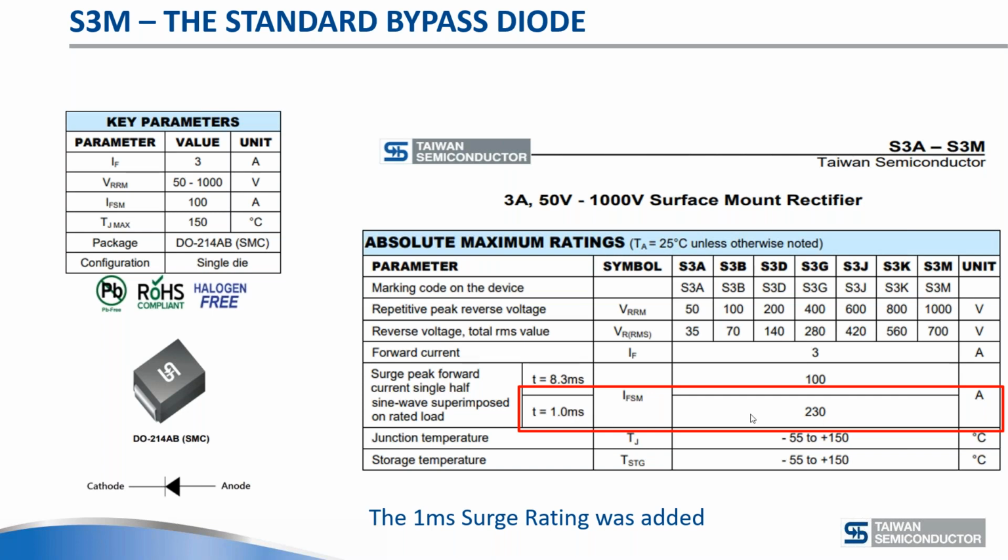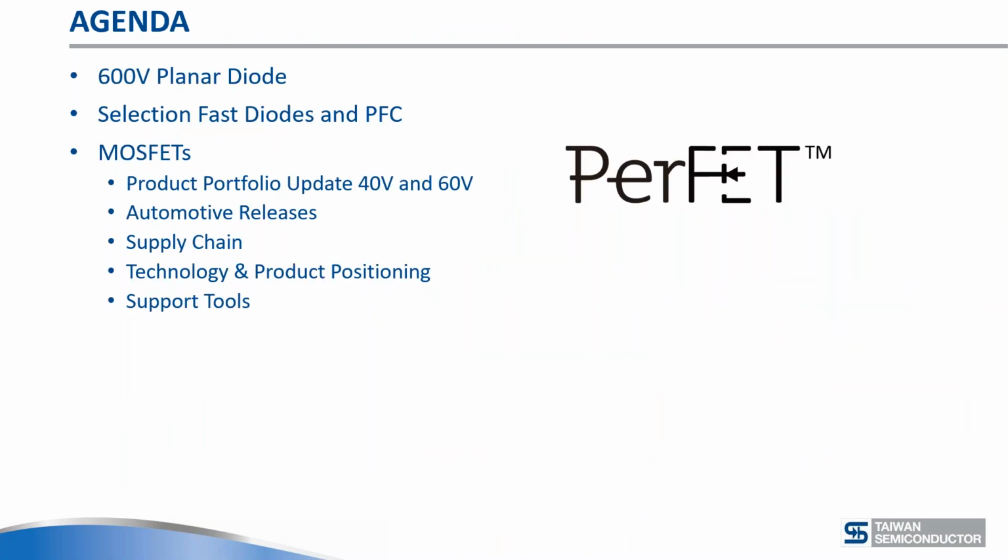A lot of the surges on an empty capacitor are in the area of 300 microseconds or 500 microseconds. So the 1 millisecond data in the datasheet makes the designer much more comfortable choosing the S3, because he doesn't have to look at the 100 amp surge rating, but only has to see whether he is under the 230 amp, and that actually makes his life much easier. So that was the most important part for the surge rating and the 600 volt planar diode.